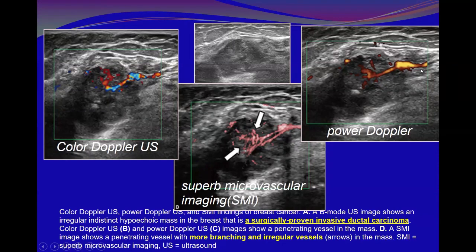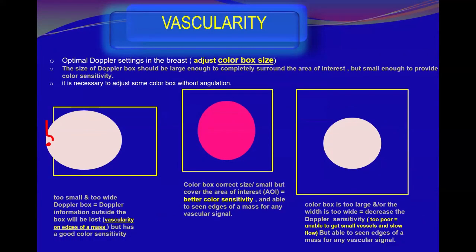Here again we can see the same vascular signals appreciated on color Doppler, with a little more appreciation of smaller vessels. But when we see the superb microvascular imaging here, can you see even more detail? Branching within the mass can be appreciated. So it enhances the microvasculature within the mass over the fundamental color and power Doppler.